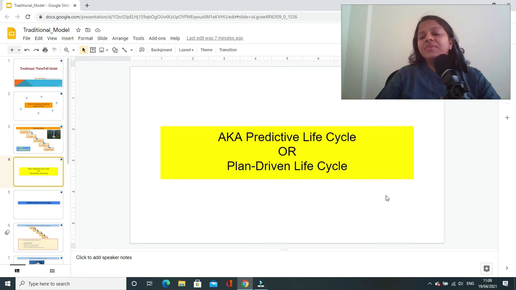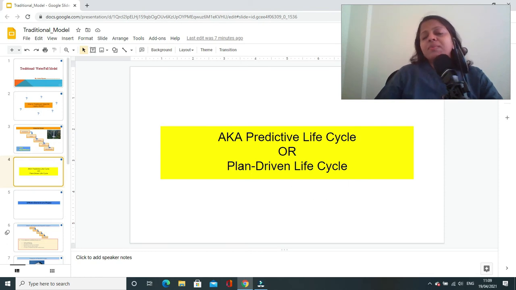or plan driven life cycle. Why do we call it predictive life cycle? Because you already know what is your goal, your team is well aware of what product they need to build, and they are very much clear on all the requirements, and your client is well aware of what he needs in the product. So that way you can predict the end product. So that is the reason you call it predictive life cycle.